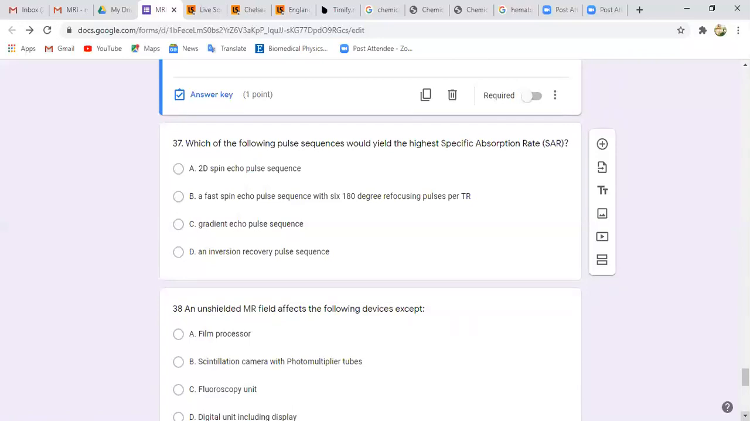But here, I don't think we are doing enough as to that. So this also applies to MRI. There is some procedure that will give us a high deposition of energy on the tissue. With that little explanation, which one will give us the highest SAR here? Is it A, B, C, or D?